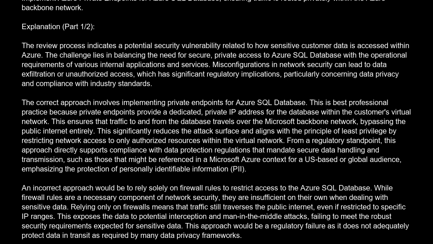Misconfigurations in network security can lead to data exfiltration or unauthorized access, which has significant regulatory implications, particularly concerning data privacy and compliance with industry standards. The correct approach involves implementing private endpoints for Azure SQL database. This is best professional practice because private endpoints provide a dedicated, private IP address for the database within the customer's virtual network.